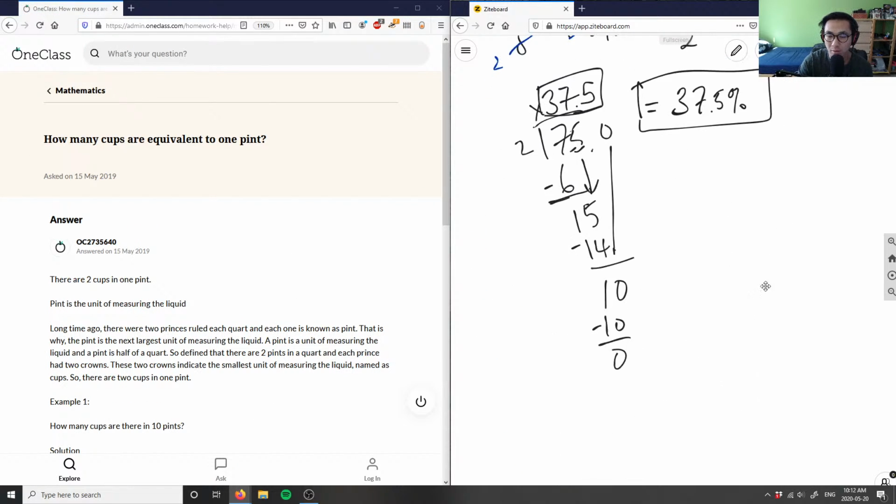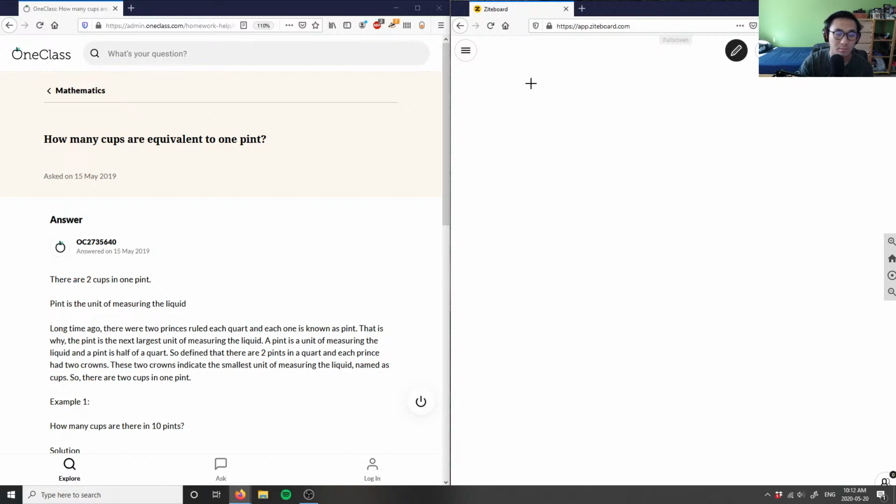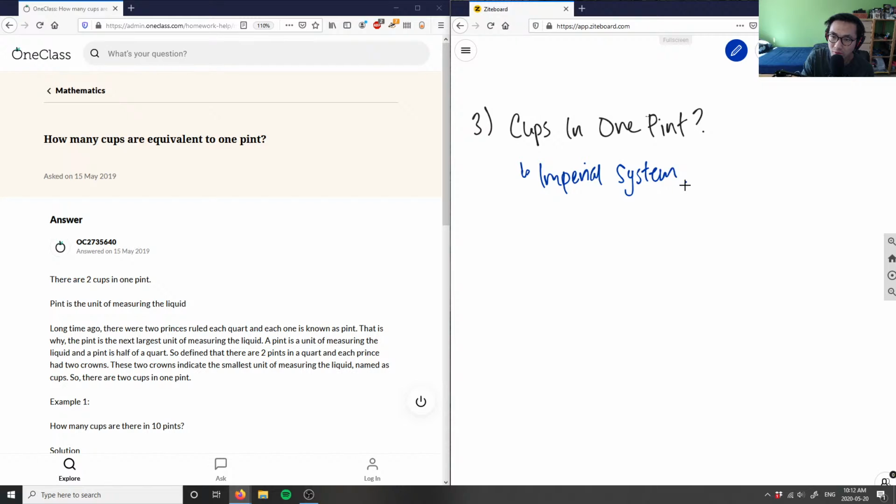Okay, number 3. How many cups are equivalent to 1 pint? Cups in 1 pint. So again, what we're doing now is working in the imperial system, and we are measuring volume here. So let's write down our conversions for what we don't want to know, and then what we already know. What we can do is find some type of relationship between those conversions.